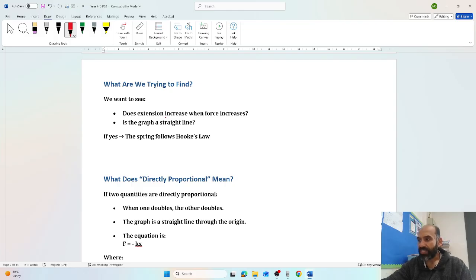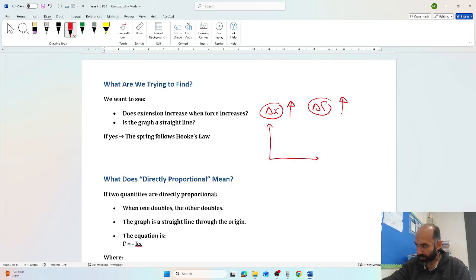So we want to see, does the extension increase as force increases? Of course. The extension increases as we add more force. So in this case, there is a direct relation between them because they are changing at a constant rate, with a constant ratio, not with the same number. Okay? Is the graph a straight line?